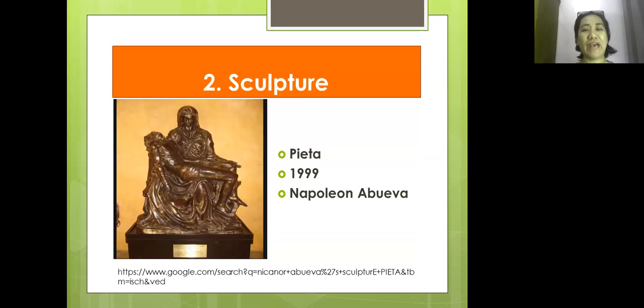Okay, the second one, after painting, we have the sculpture. We have learned about the elements of sculpture already. So you look at this one. This is the work of Napoleon Abueva. It's entitled Pietà, done in 1999.